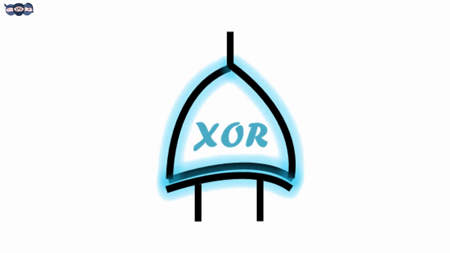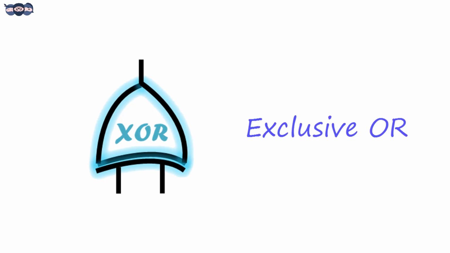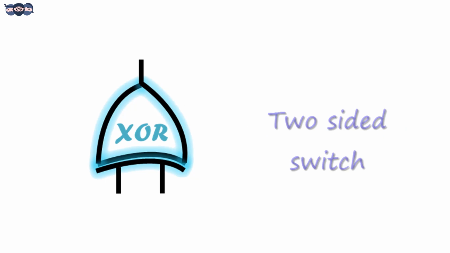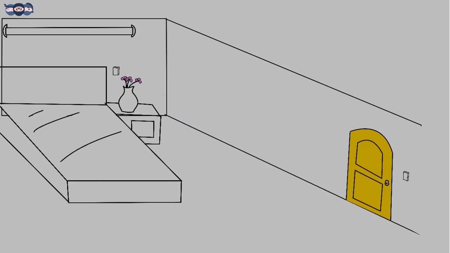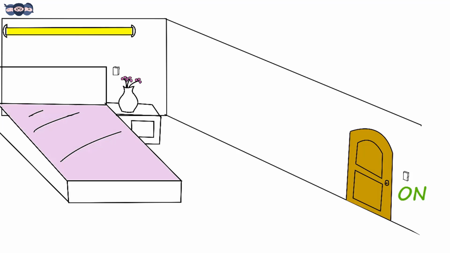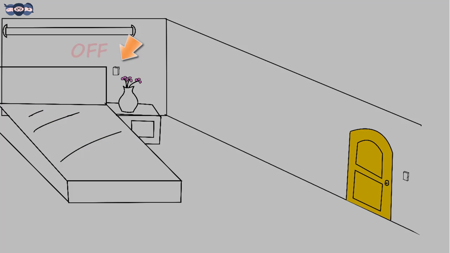The next derived gate is an XOR or an exclusive OR gate. It can be explained using a two-sided switch. In a room, the light switch is present near the door, so if you enter the room and it's dark, one could turn on the lights by switching the door side switch. There is another bedside switch for the same tube light for easy accessibility. If however you fall asleep on bed, you could use the light switch near the bedside to turn it off.